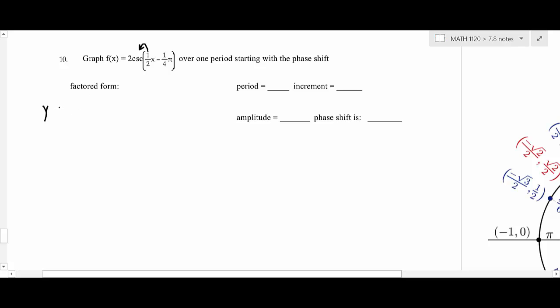So let's go ahead and get that there. F of x, you can write y if you want to. So we'd have 2 times the cosecant. Then you want to pull the 1/2 out, like that. And then you have to figure out what goes there. Don't freak out when you see that. You always do the same thing. You take this thing, which is 1/4 pi, and you divide it by the number omega. That's what you do when you do the factoring. You take that divided by that.